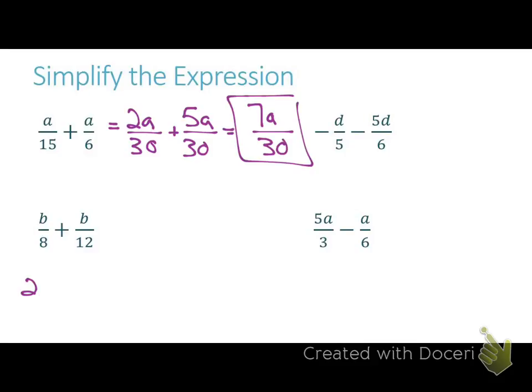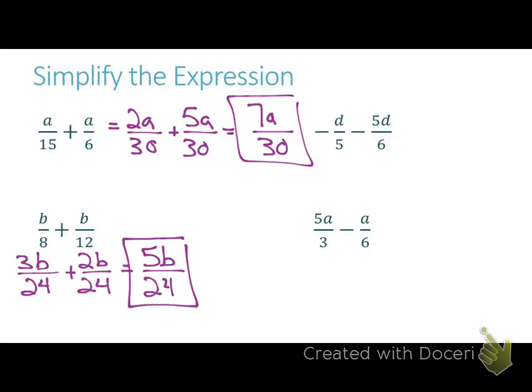All right, bottom one. What's my LCD of 8 and 12? 24. So what's going to be my numerator for the first fraction? How'd you know 3B? Because 8 times 3 is 24, so B times 3 is 3B. 12 times 2, so B times 2 is 2B. 5B over 24.